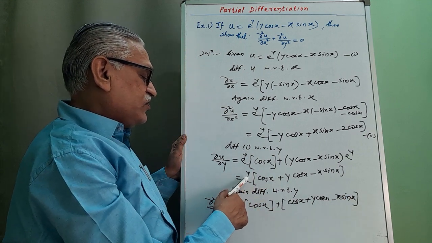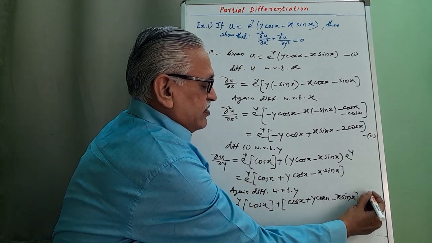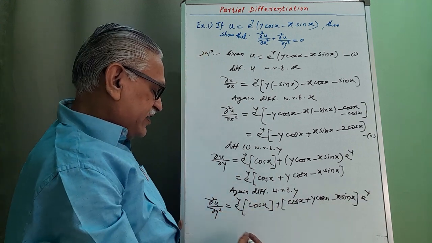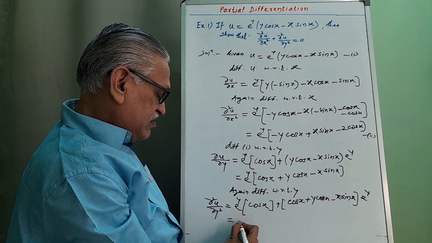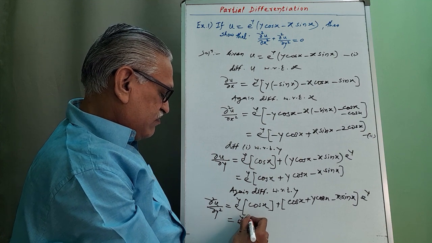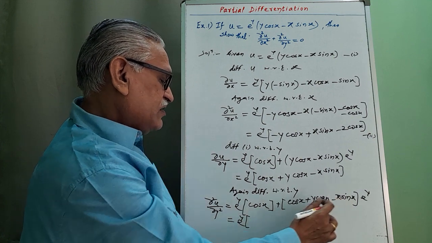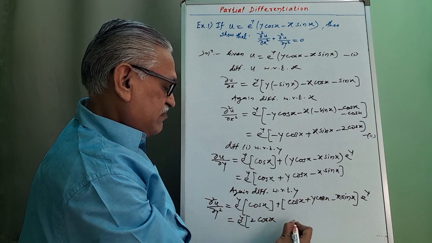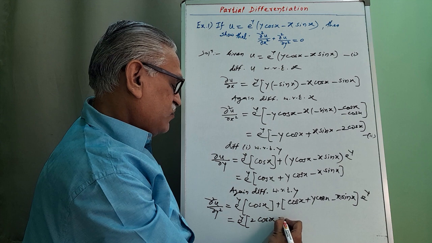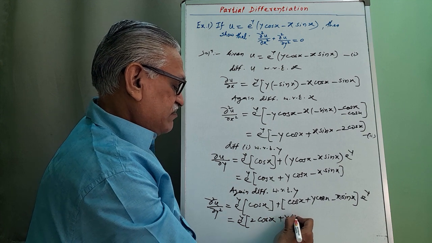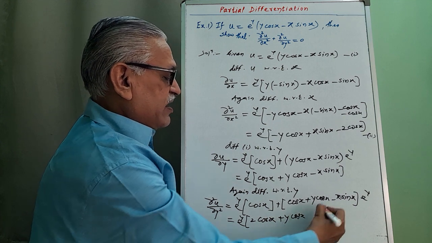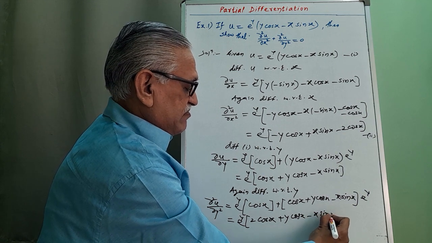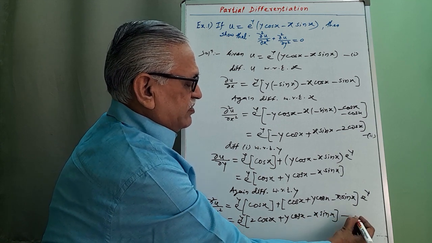Differentiation of e raised to y with respect to y is e raised to y. From these two terms, I can take e raised to y common. Therefore, e raised to y multiplied by cos x plus cos x, we get 2 cos x, plus y cos x and minus x sin x. We call this equation 3.